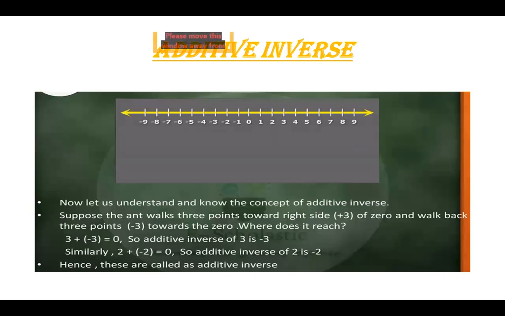Now let us understand additive inverse. Now let us understand and know the concept of additive inverse. Suppose the ant walks 3 points toward the right side, (+3) of 0, and walks back 3 points, (-3), towards 0. 3 plus (-3) is equal to 0. So the additive inverse of 3 is -3. Similarly, 2 plus (-2) is equal to 0. So the additive inverse of 2 is -2. These are called additive inverses.